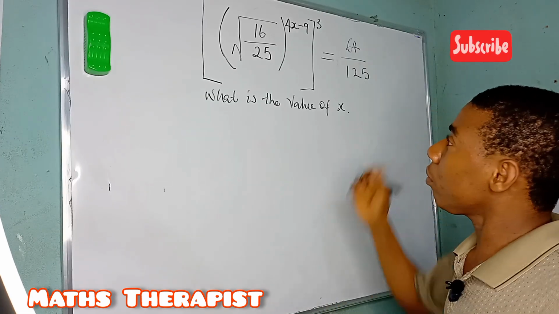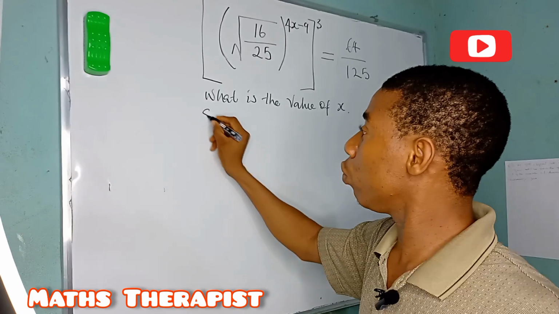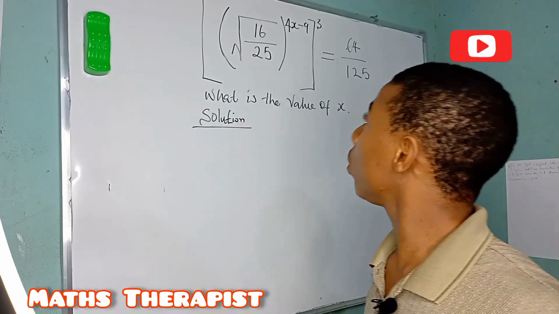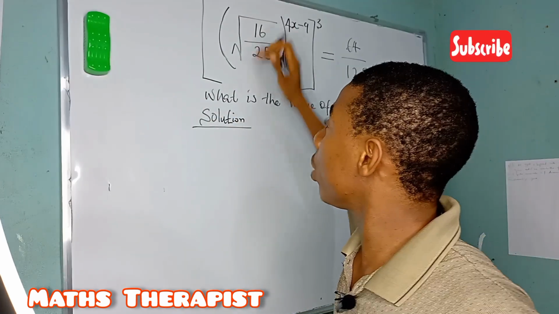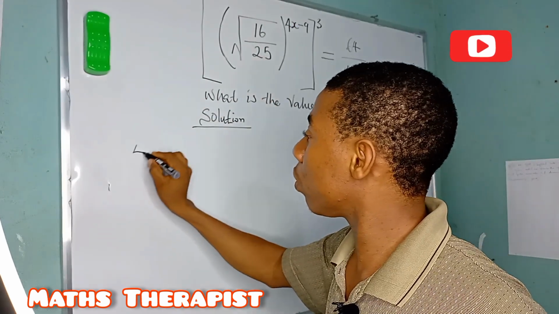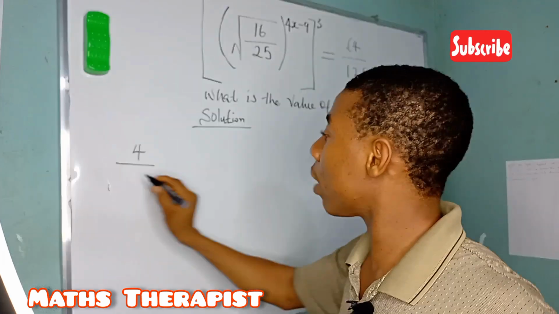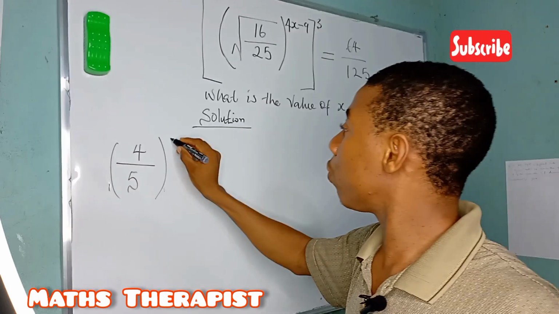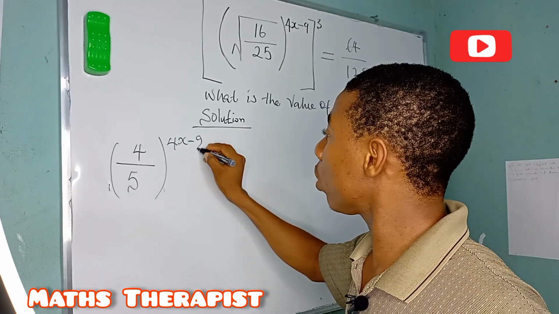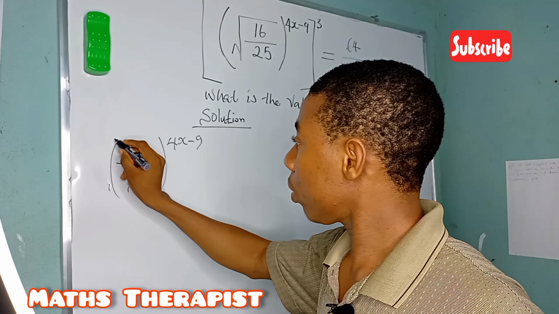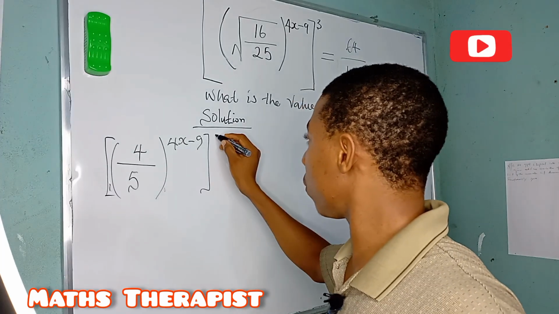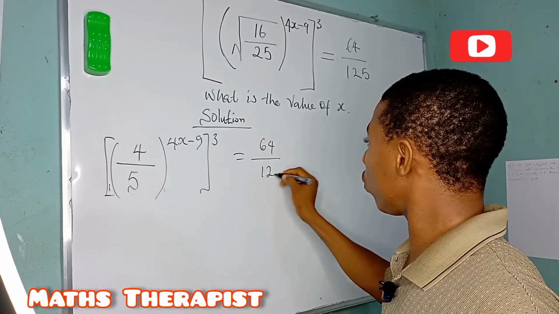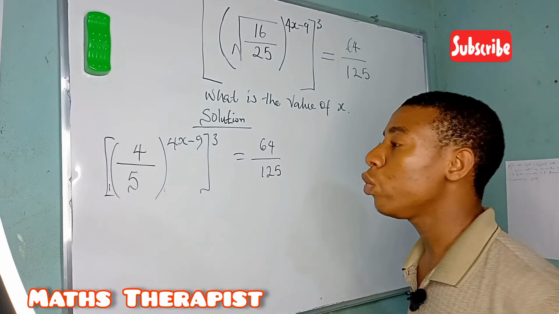So let's solve this question. We'll start by saying solution. From here we have the square root of 16 is 4, over the square root of 25, which is 5, in brace, raised to the power 4x minus 9, all raised to the power 3, equals 64 over 125.